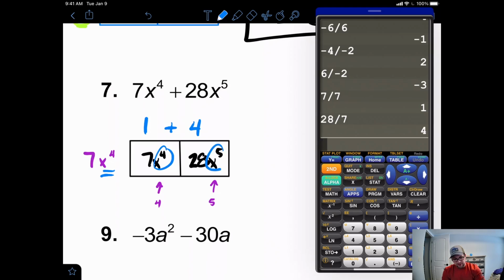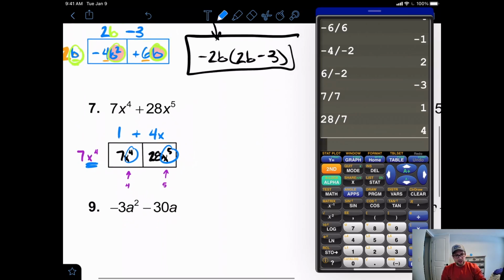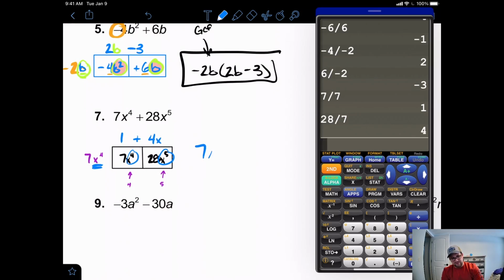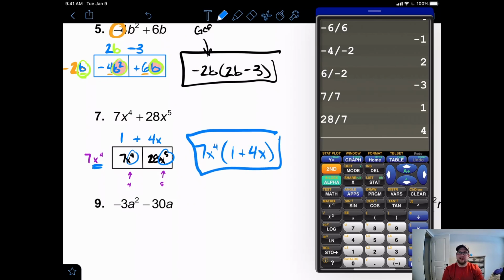We started with 5 x's, and then we pulled out 4 x's. Well, if I had 5 and I take 4 away, I would be left with 1x. So my final answer here will be 7x to the 4th times (1 plus 4x), making that my final answer.